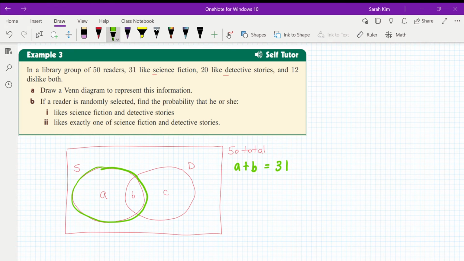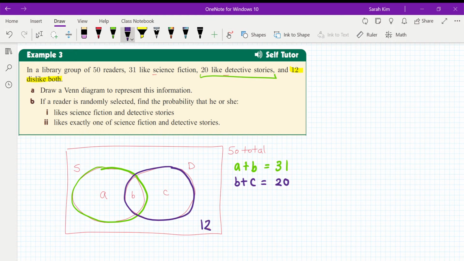Then you've got to read the second part, which is 20 people like detective stories, which is the symbol B and C, as you can see. So B plus C must be 20 people. And now the last fact is that 12 dislike both. If these circles represent the people that like science fiction and detective stories, the people that dislike both will just go outside of the circles in the box. So 12 people in here.